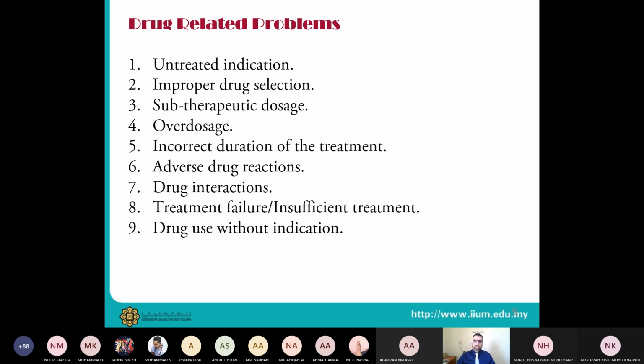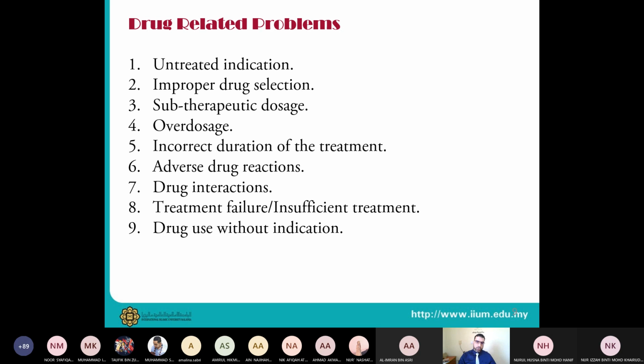When you see the patient for the second time, you see that the patient's blood glucose is still high. Of course, you need to ask whether the patient is really adherent to their medication or not. Assuming that the patient is adherent and also knows how to use the medication very well, but still the blood glucose is not controlled, in this case there is a failure of treatment or insufficient treatment. So we may continue with metformin, but in this case we need to add another medication. So you need to add on therapy.